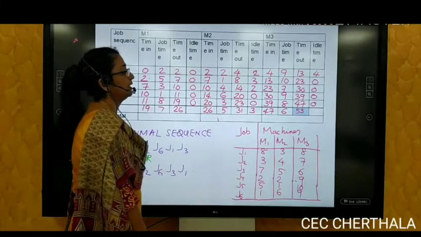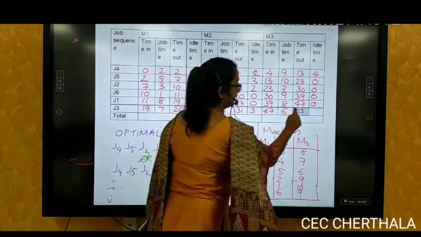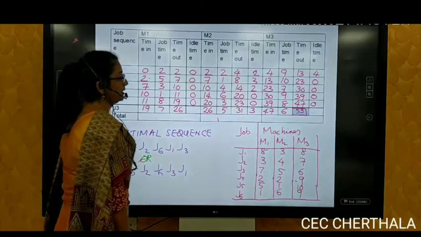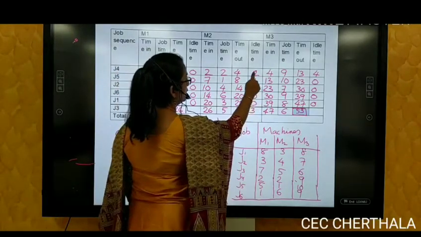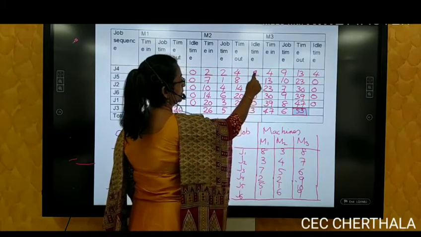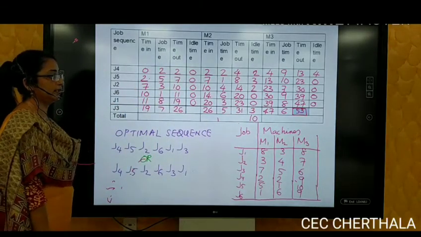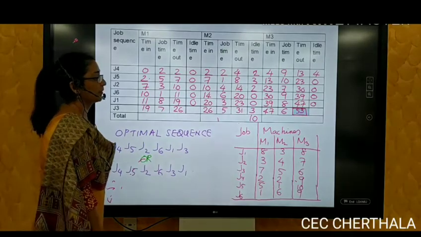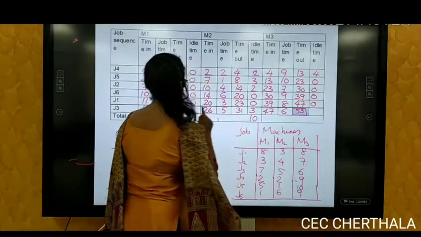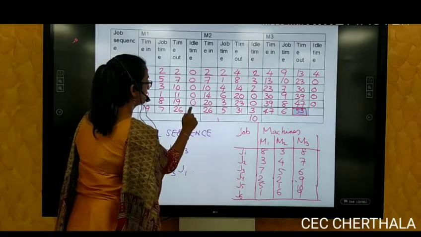So the total elapsed time for completing the whole jobs is this number 53. This is the total elapsed time. And here the total idle time for M2 is 3 plus 2 plus 3 plus 2. That is 10. And the idle time for machine M1 is 53 minus 26. That is 27.